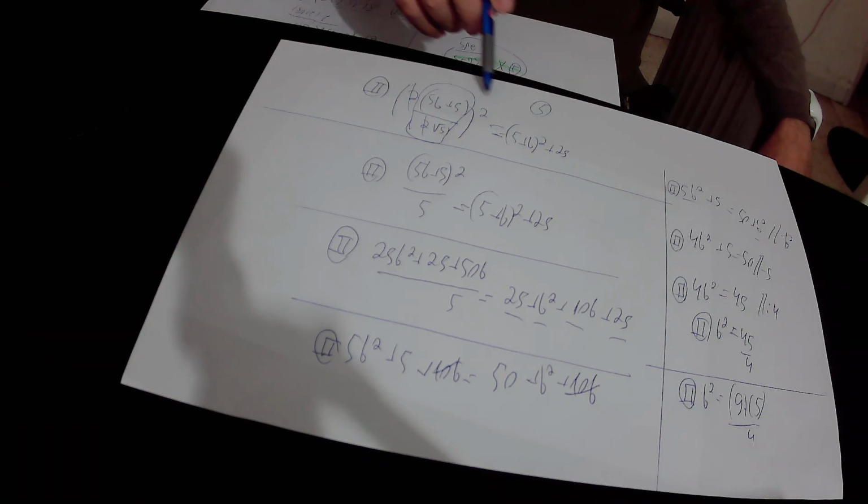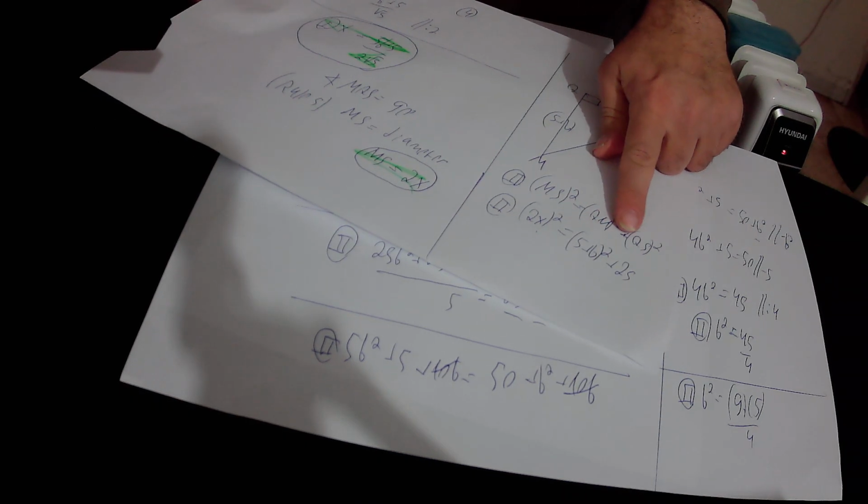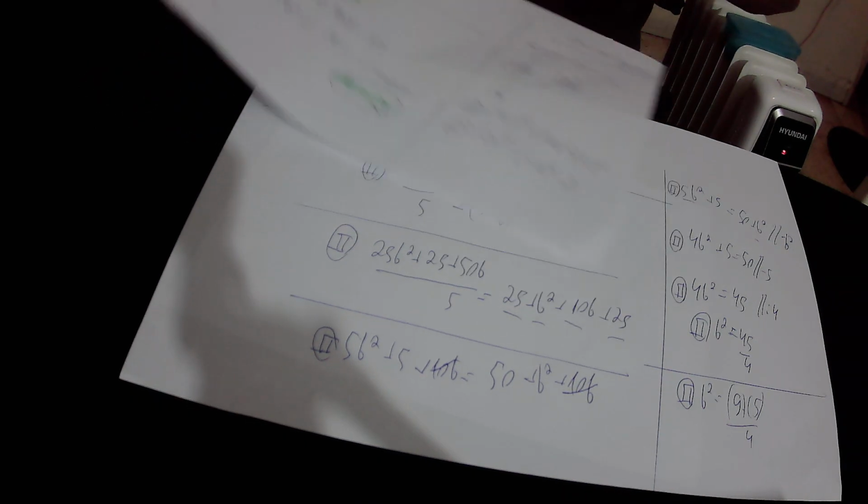So it is (2x) squared that equals (5 plus b) squared plus 25. Again, according to equation number 2, (2x) squared equals (5 plus b) squared plus 25.